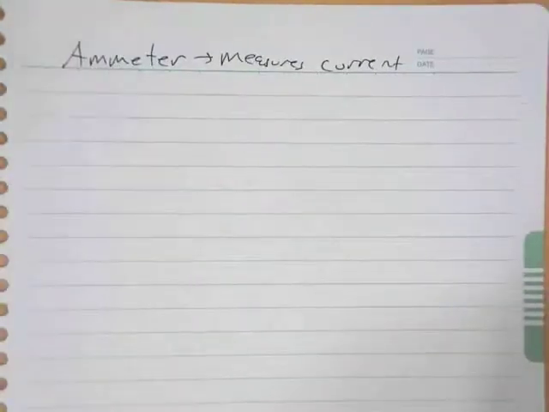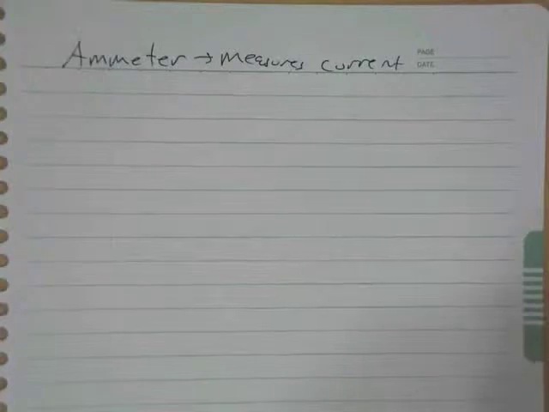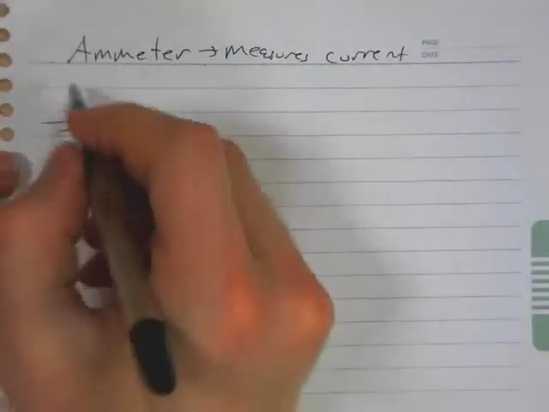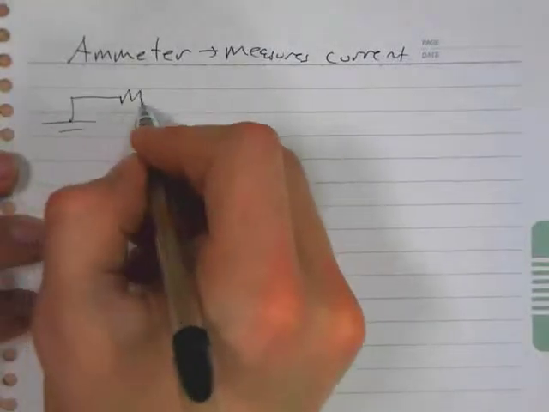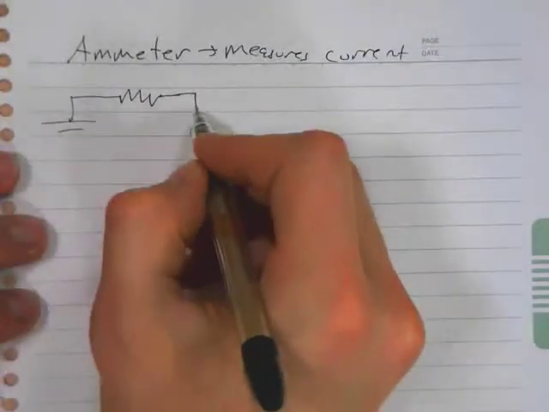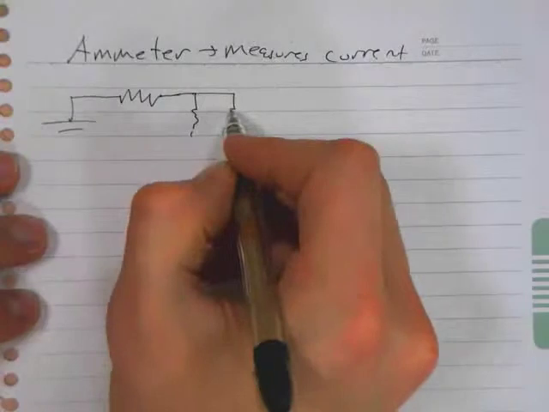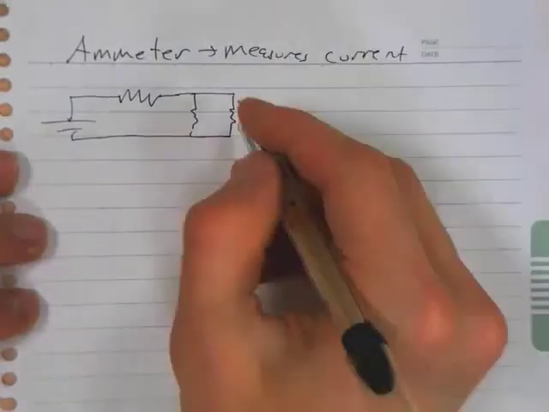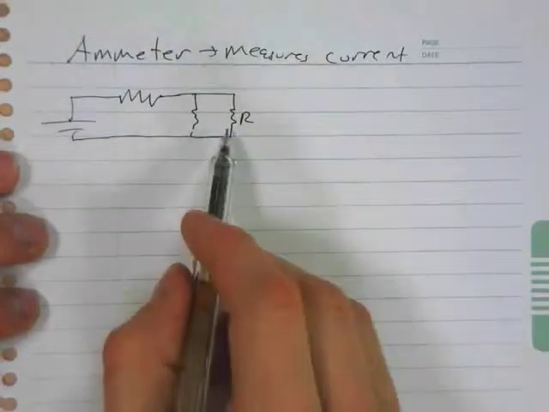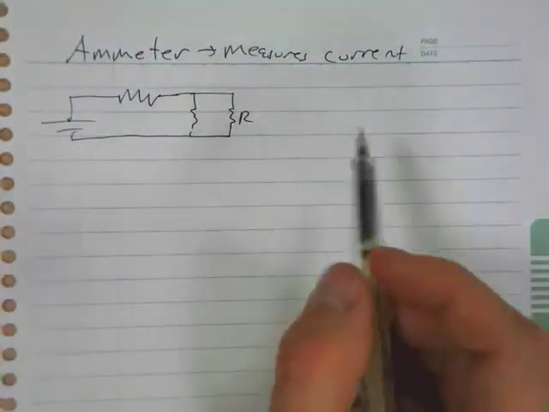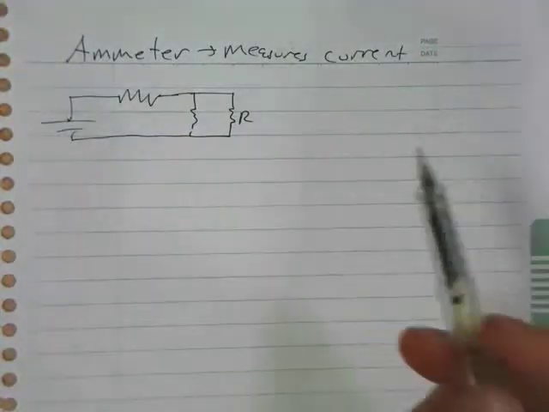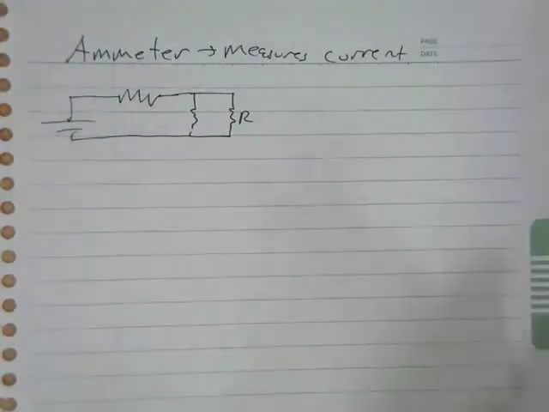In order to measure the current, you need to be hooked up to the circuit. So if you think about it, let's say we've got a battery, and we've got a circuit that's doing whatever it's doing, and we want to measure the current, say, through this resistor over here. An ammeter measures the current, right? And in order to measure the current, it has to flow through the ammeter.